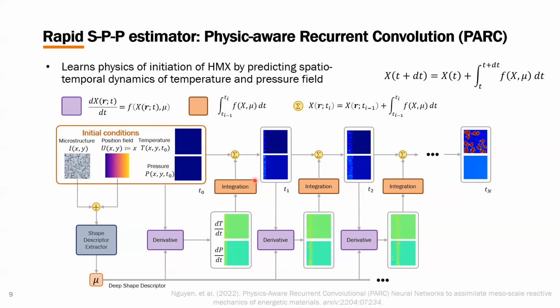In a nutshell, PARC takes a microstructure image as an input, extracts the shape information, and then the differential approximator and integration approximator are modeled in the language of neural networks to predict the evolution of temperatures and pressures over time. You can find more details on our work for the PARC in the reference.